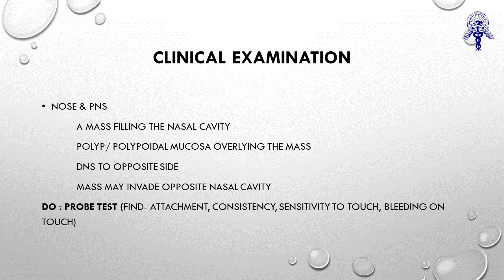So, you do an anterior rhinoscopy and look at the nose and paranasal sinuses. You may get a mass filling the nasal cavity, usually unilateral, with a polypoidal mass and mucosa overlying it, and you may find a DNS due to the pressure effect, and the mass may invade the opposite nasal cavity in advanced cases. You do a probe test of the mass with a cotton tip applicator, find the attachment and consistency of the mass, and look for the sensitivity of the mass and bleeding, whether it bleeds on touch or not.